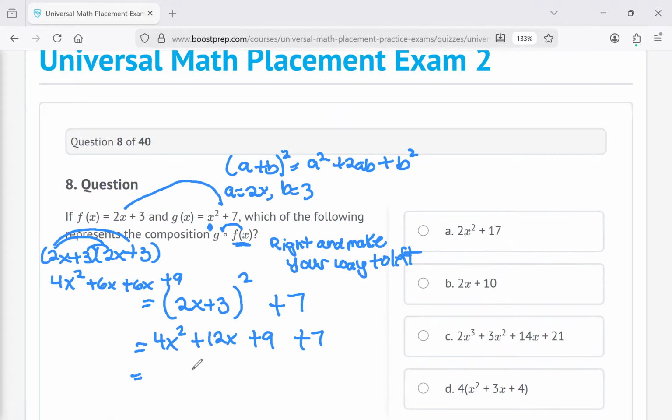Let's see, I still don't see my answer because they kind of cleaned it up. So this is going to be 4x squared plus 12x, and then 9 plus 7 is 16. Do you see our answer yet? Not yet, because they probably factored out some things. I believe you can factor out a 4, so this is going to be x squared plus 3x plus 4. Do you see your answer now? Yes. I see my answer is letter D.